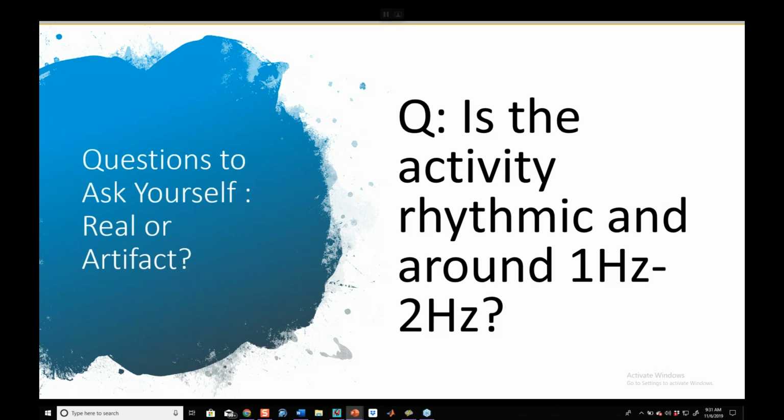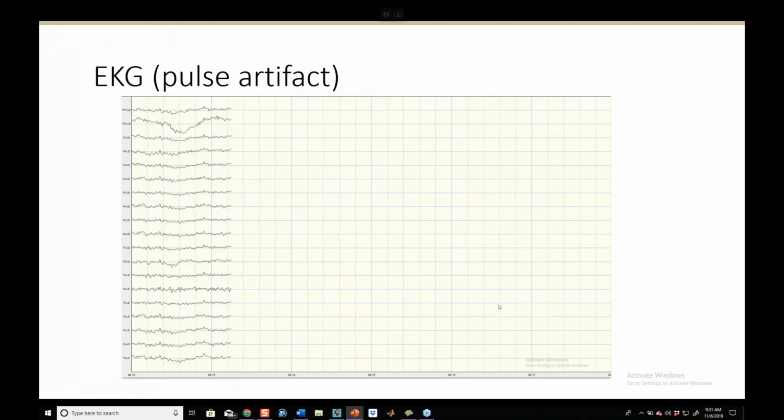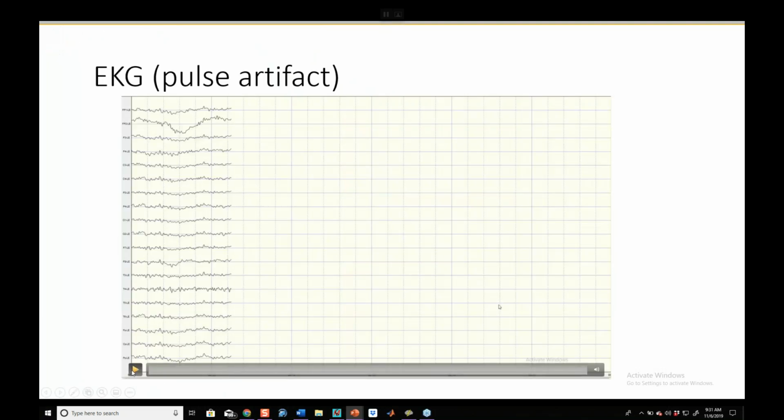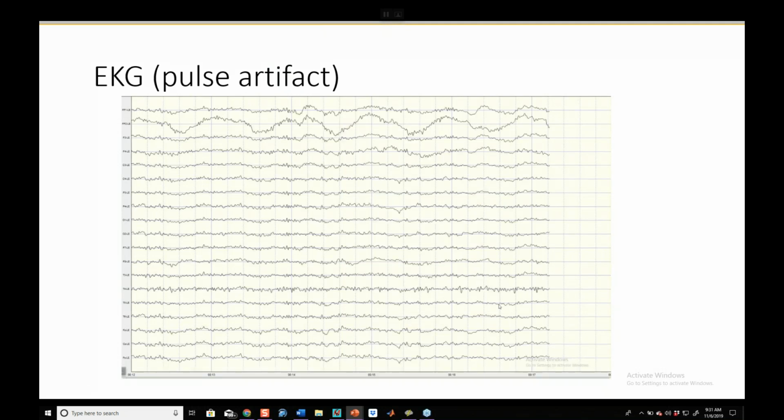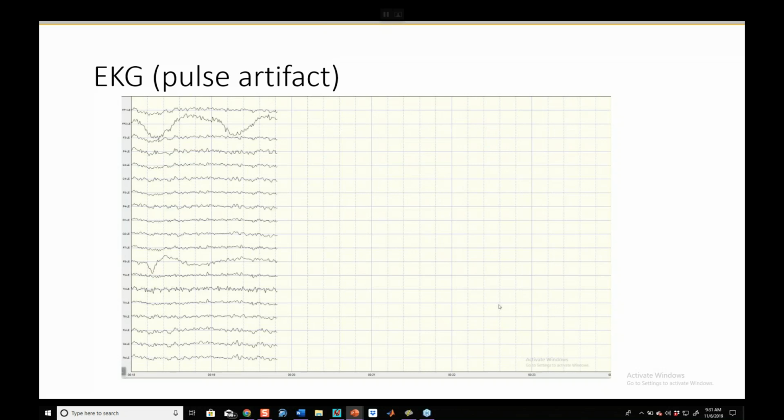So here's some questions. Real or artifact? Question: if I'm contemplating whether or not this is heartbeat, is it rhythmic? The heartbeat has some variability, as we know, but it's generally going to beat, you know, pretty rhythmically, around 1 hertz, sometimes 2. So EKG doesn't always look like we just saw. In this case, spot the channel where the heartbeat is coming.